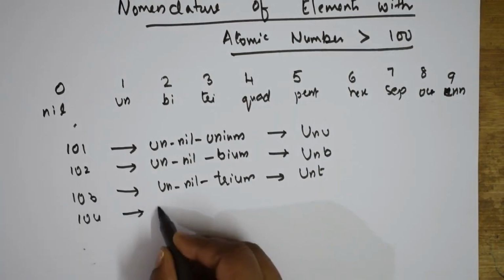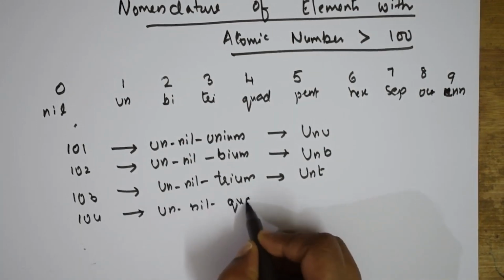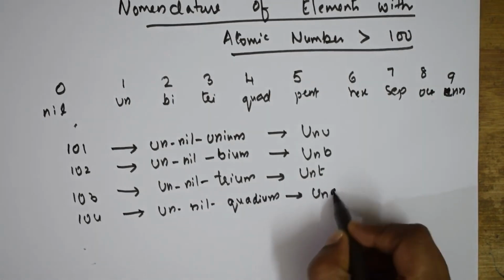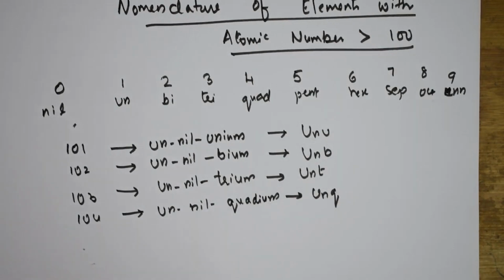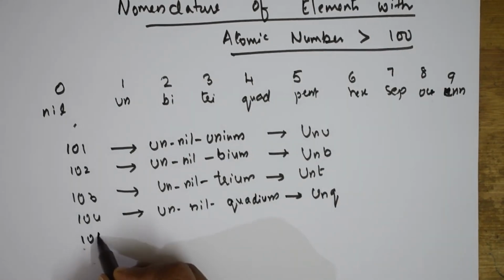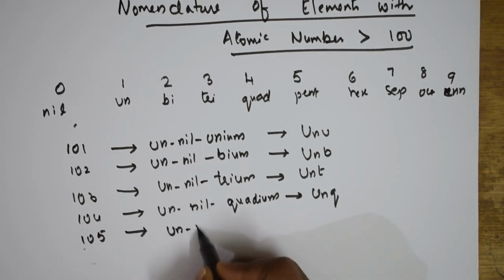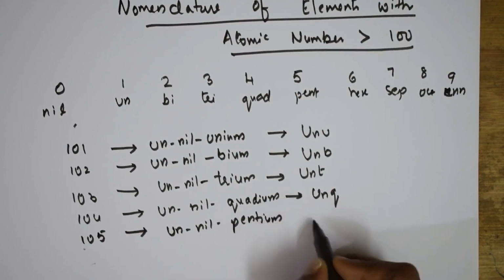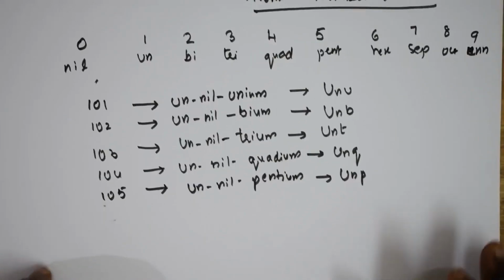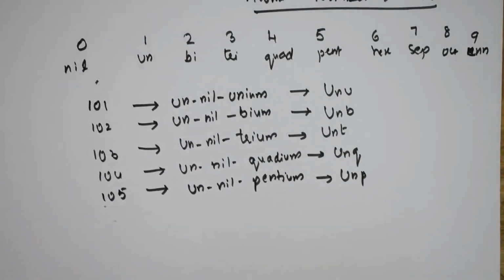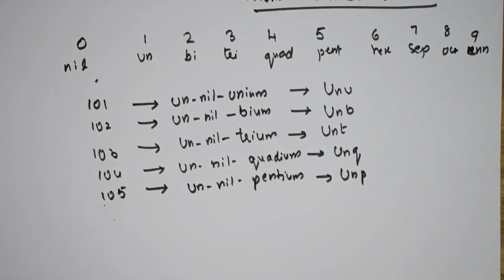Suppose it is 104, un nil quadium, Unq. Like that, you'll be writing. I'll be naming it. 105, how do you write? Un nil pentium is Unp. Right. Like that, we will be writing the different elements. Let us name 106. Un nil hexium. Symbol will be Unh. For 107, un nil septium, Uns. 108, un nil octium, Uno. For 109, un nil enium. Let us write that.